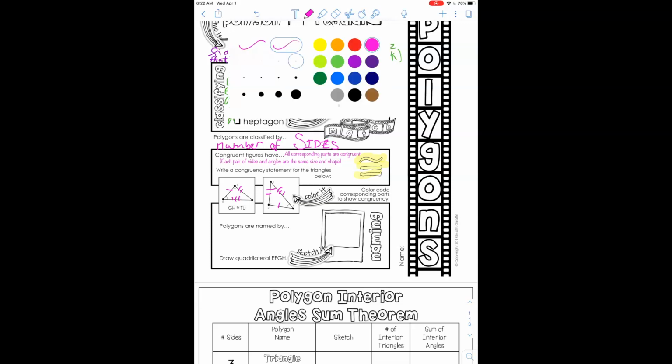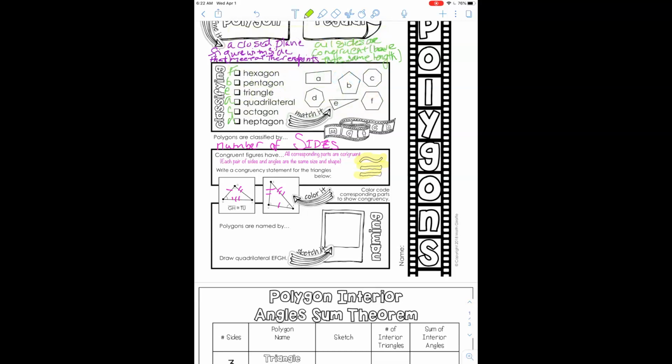Then we have our angles. So angle H is congruent to angle T. Angle U is congruent to angle G. And angle I is congruent to angle S. So we can say that triangle HGI is congruent to triangle TUS.